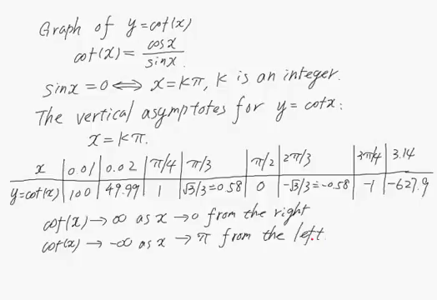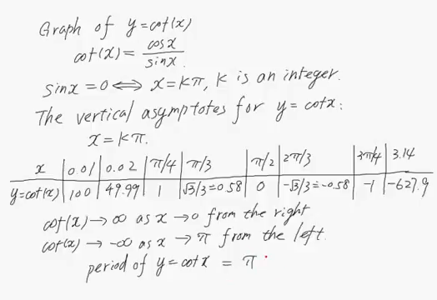And as in the case of the tangent x, the shape of the graph of cotangent x between 0 and pi is repeated between each pair of consecutive asymptotes. And also, the period for the cotangent x is equal to pi, same as tangent x.